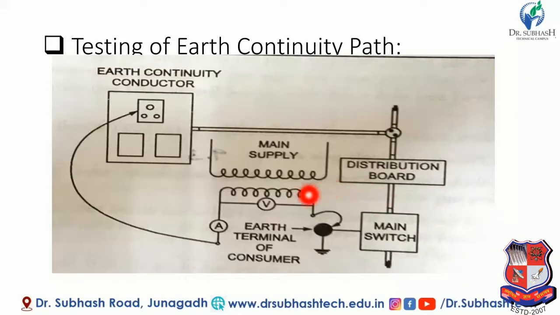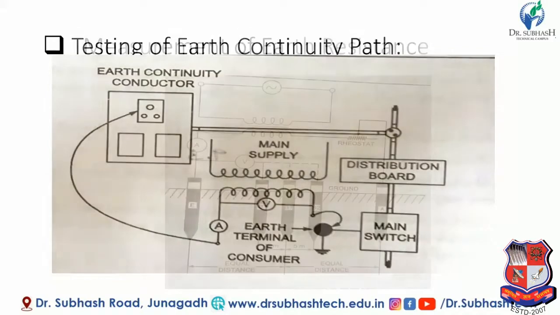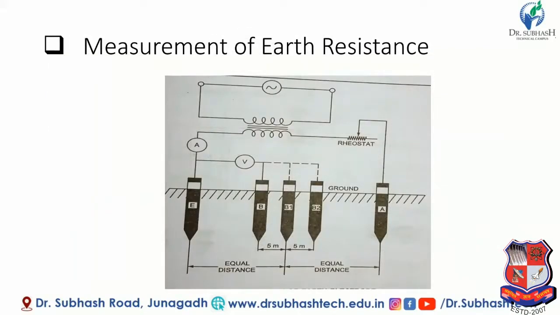Now you can measure and test your earth terminal to the earthing continuity conductor, and it is given to the earthing connection. Now in this way you can test your earth and earth continuity path. Now next is measurement of earth resistance. Now you had seen the Murray loop test and Varley loop test in the previous semester.